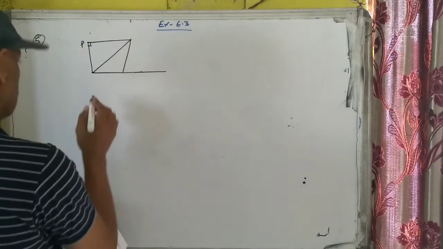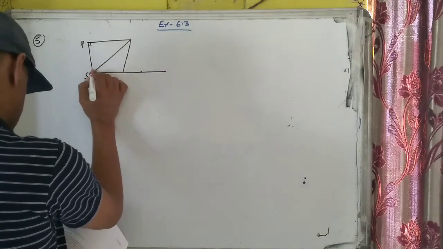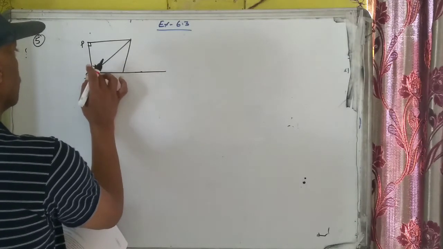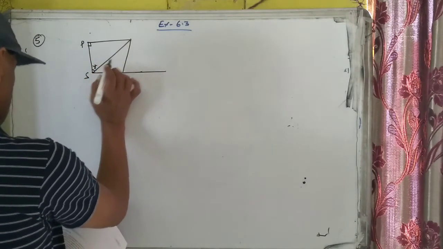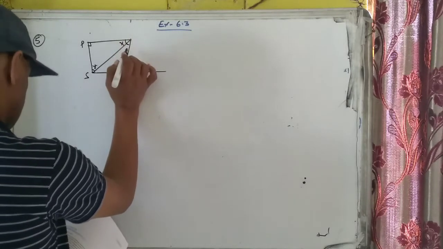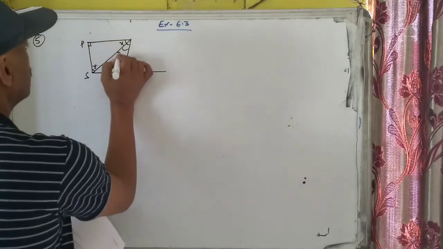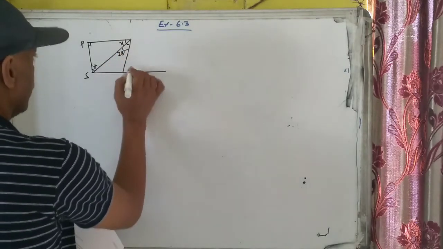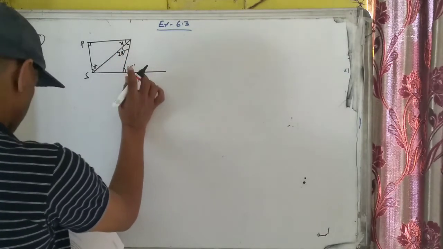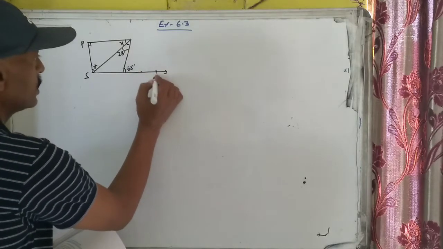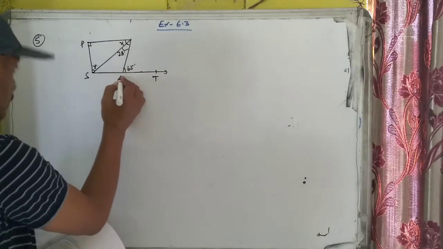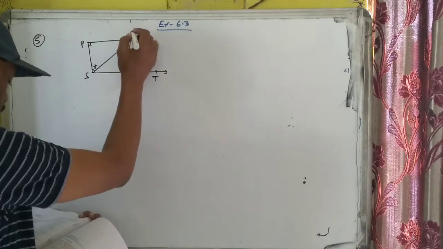This is P, this is S, Y, this one is X, this is 28 degree, here it is 65, this is T, this is R, this one is Q.